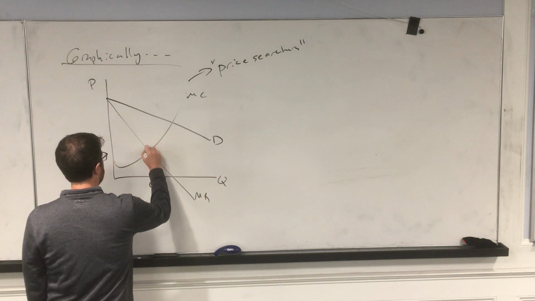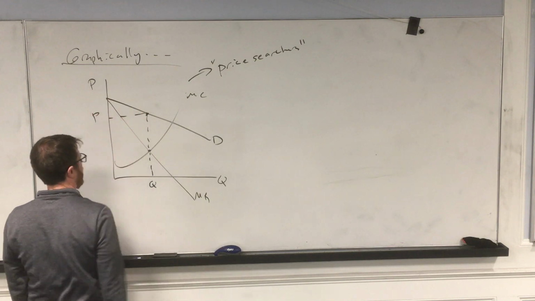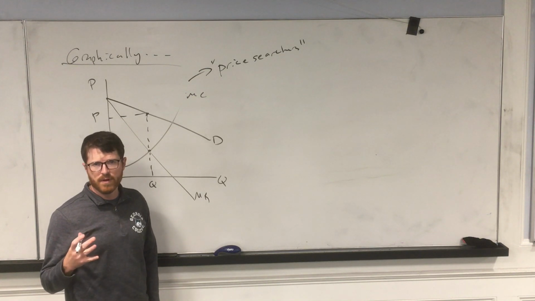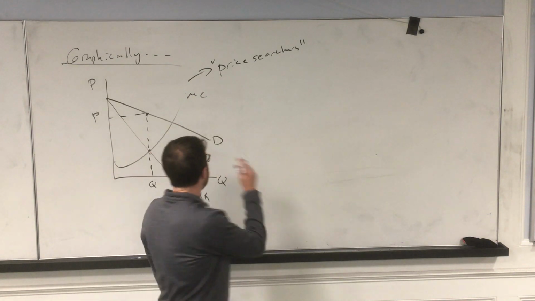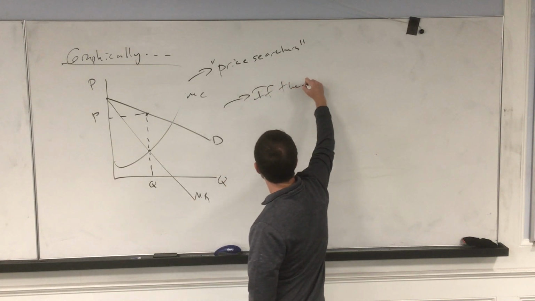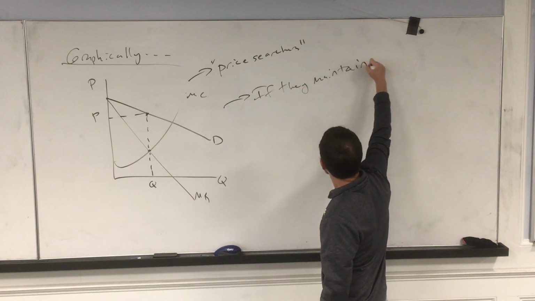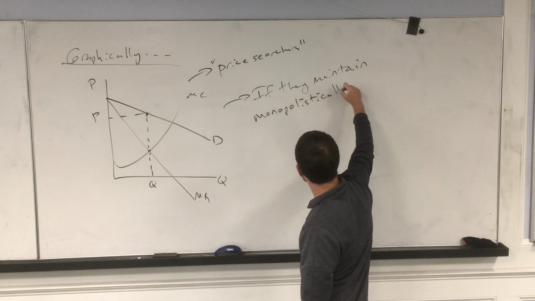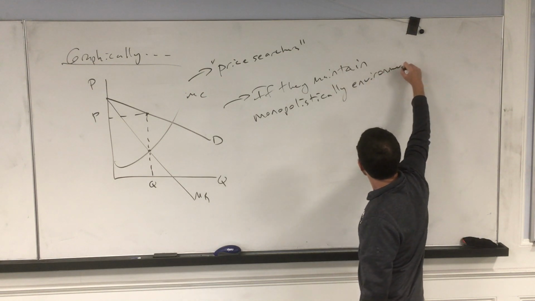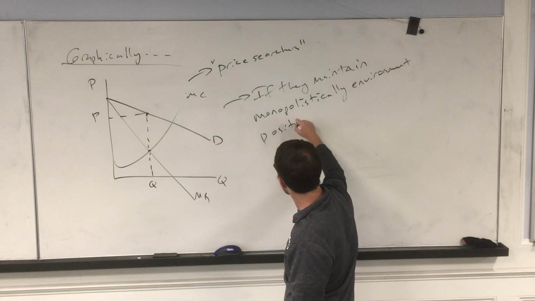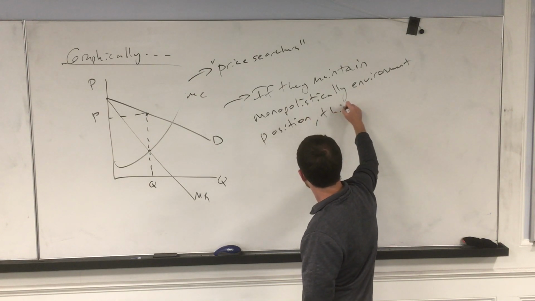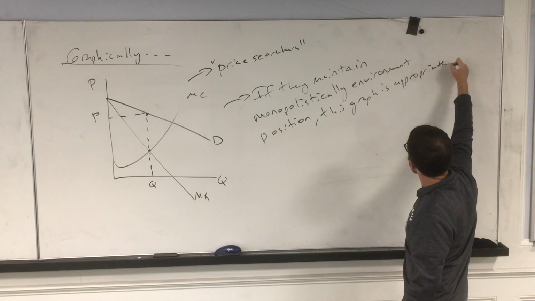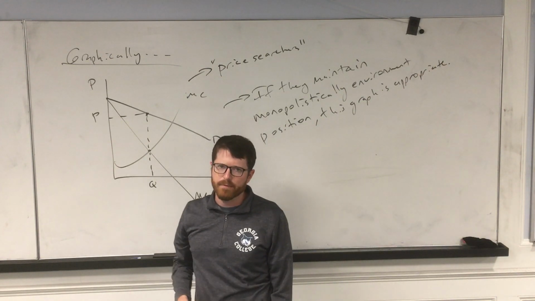Here's the quantity the firm would choose. Here's their price, right? We could figure out their producer surplus and profits and everything else we needed to, but that's something that we've done in the past. Okay? So what this basically tells us is if they maintain their monopolistically competitive environment, this graph is appropriate. Right? And this is the one we're going to be using on the quiz and exam and everything.